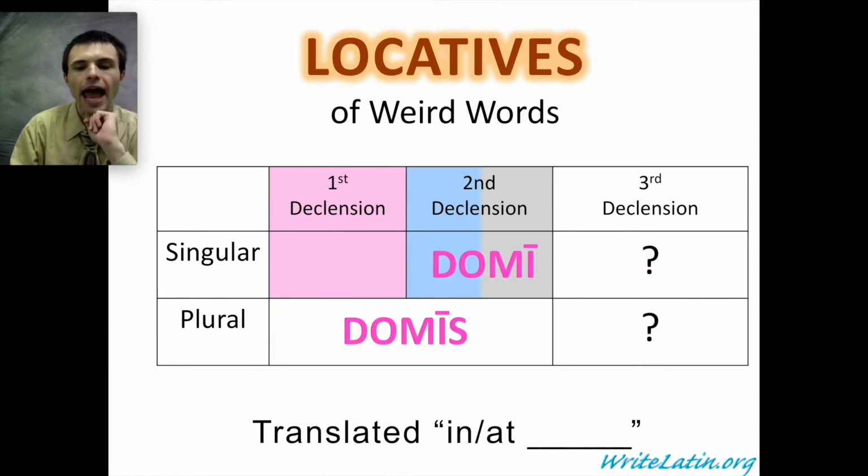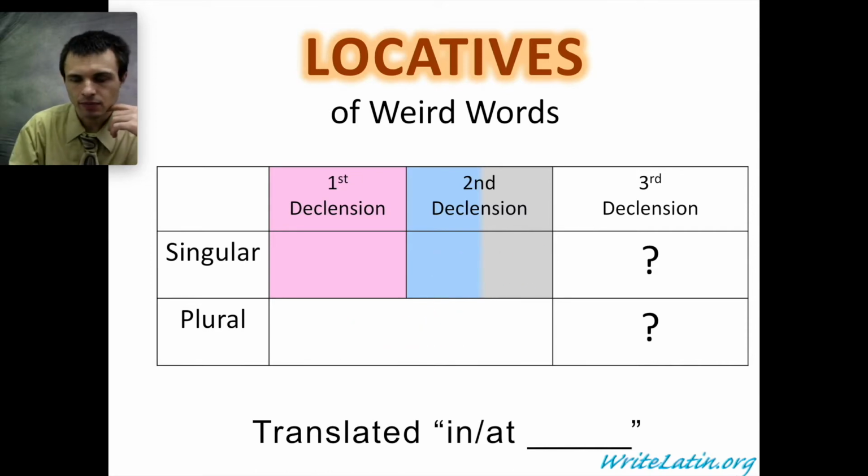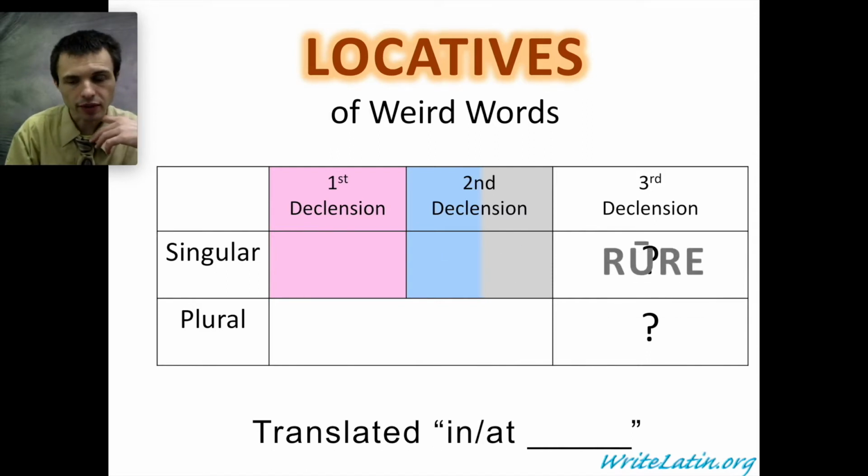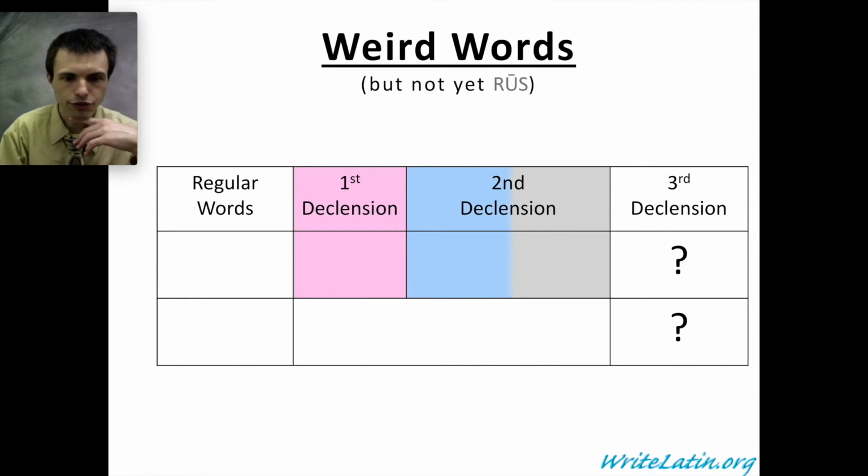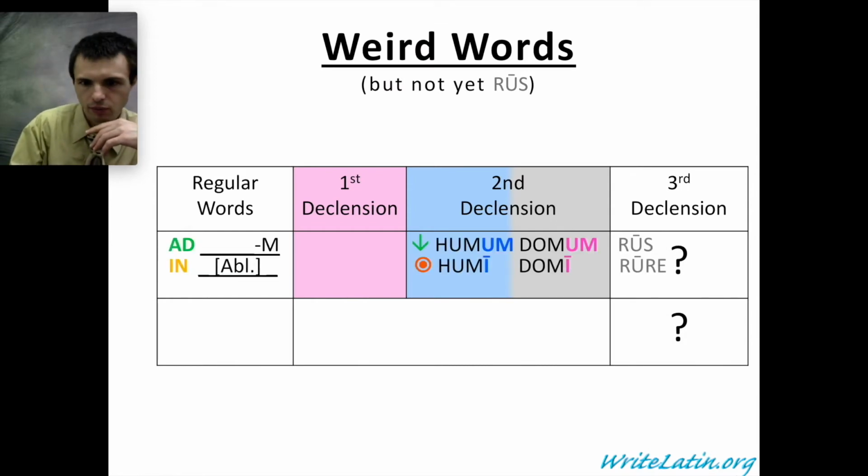Examples are at home or at the homes. I have never seen that in the plural, but maybe you might have it. On the ground. And you haven't had third declension yet, but when you get it, this will be an ablative form, rure, in the countryside. So that's kind of normal. So let's do all three directions with these three.